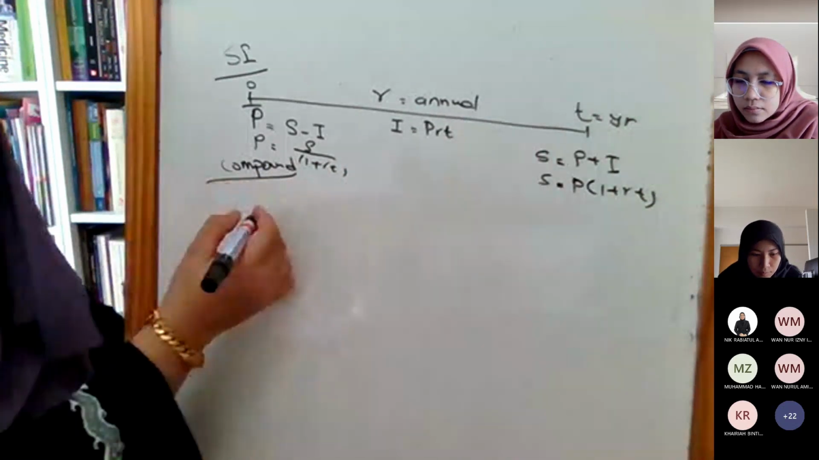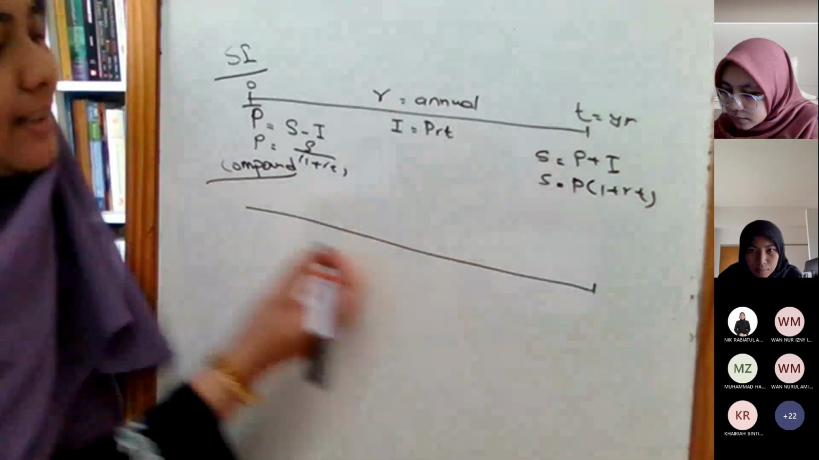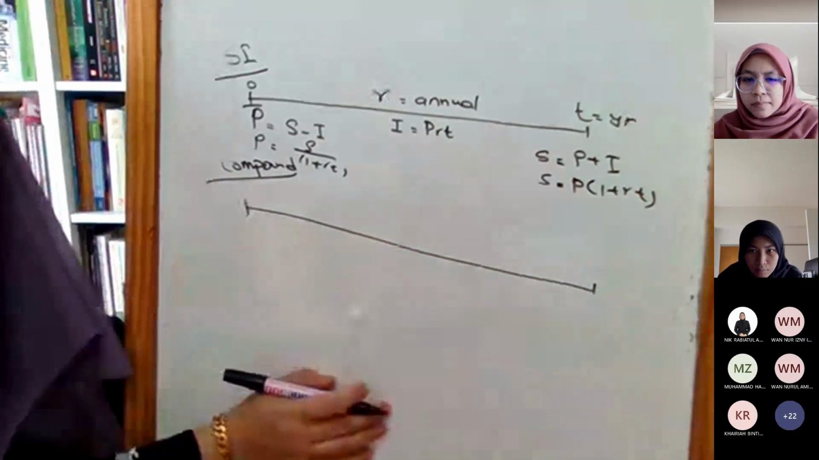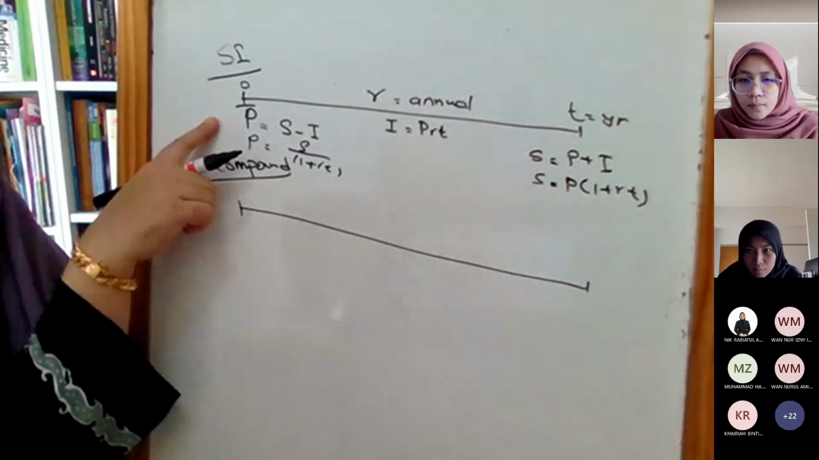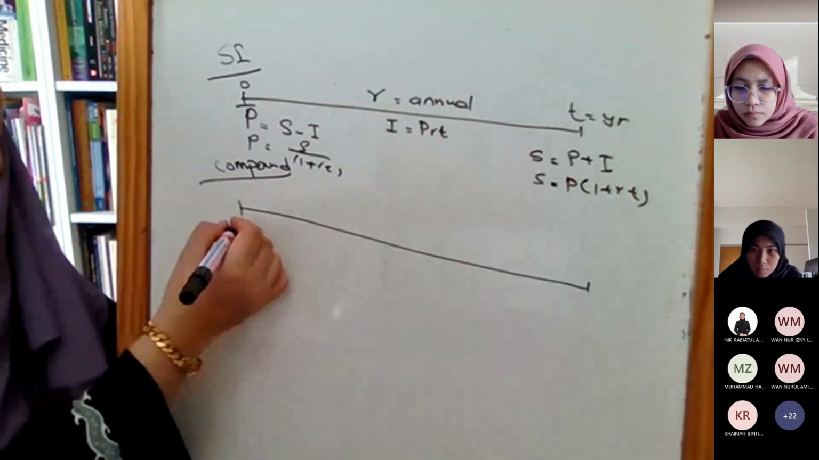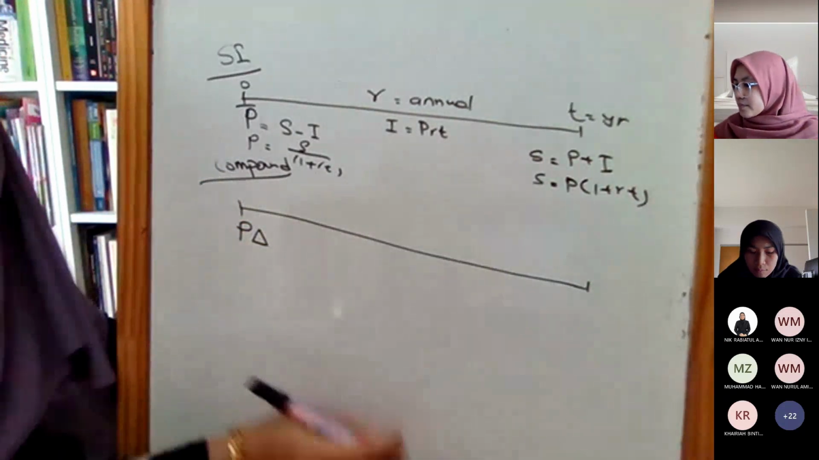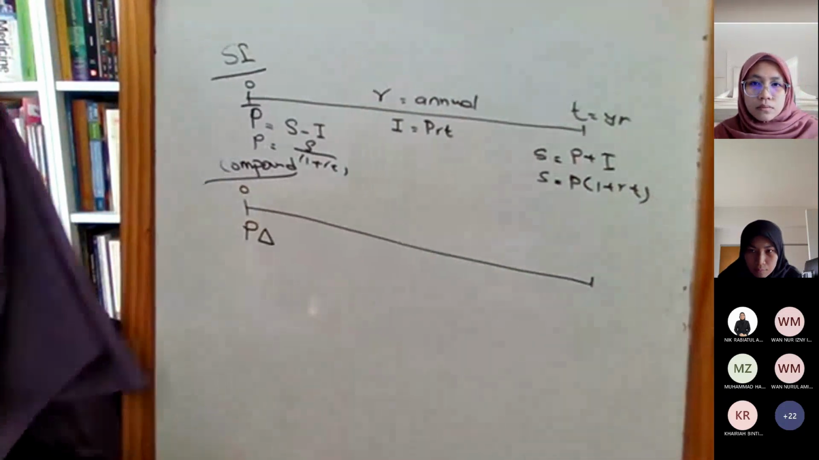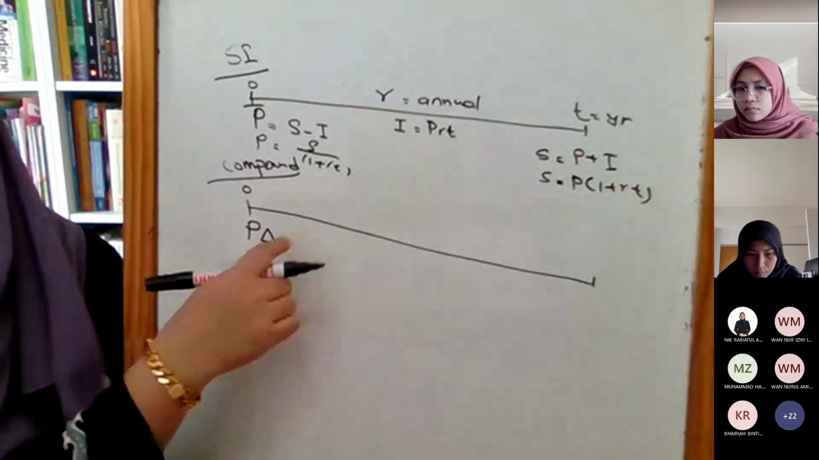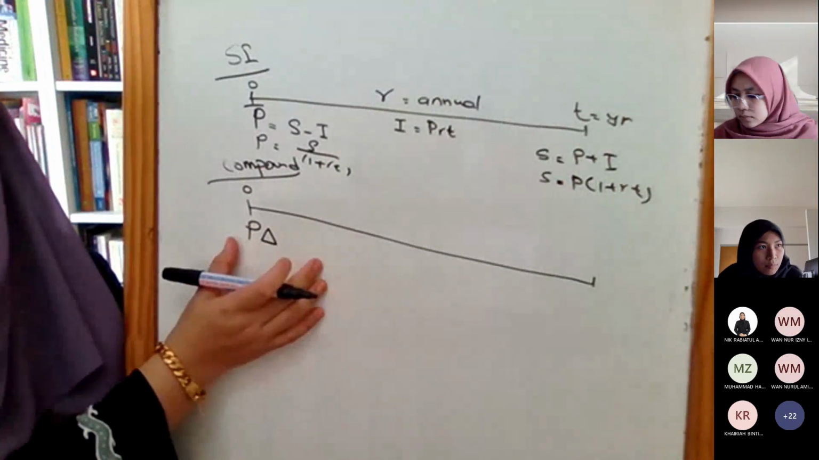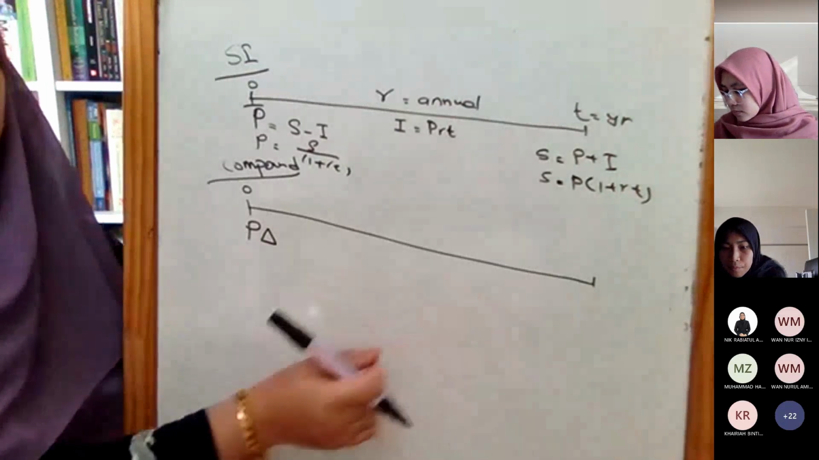Clear. Moving on to the compounding interest. The thing that has changed is that, if simple interest, the principal is fixed, compounding principal, the principal is changing. Segitiga adalah tanda perubahan. So for compounding, the principal is changing from time to time according to your interval of the compounding.